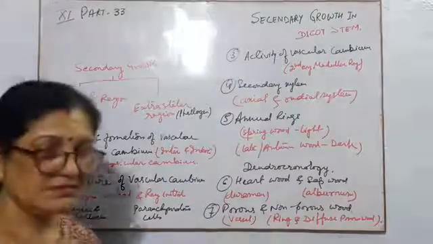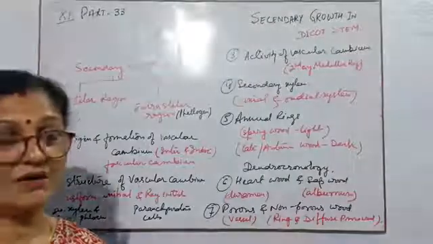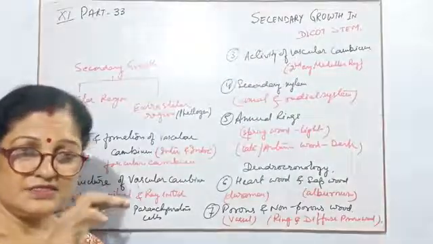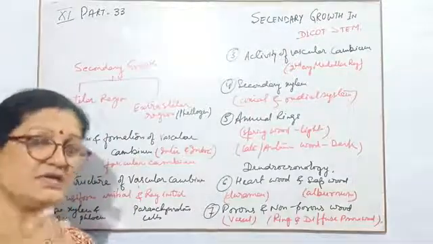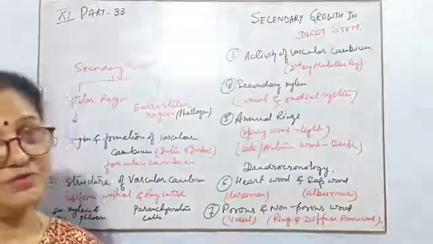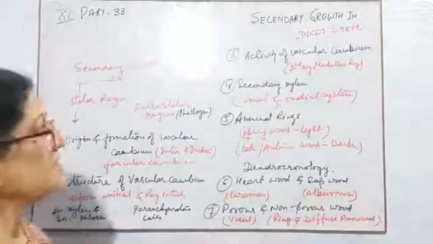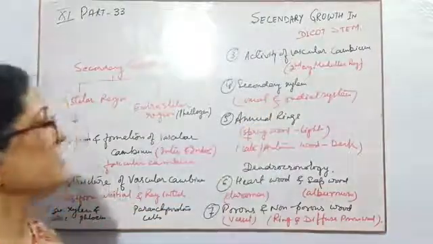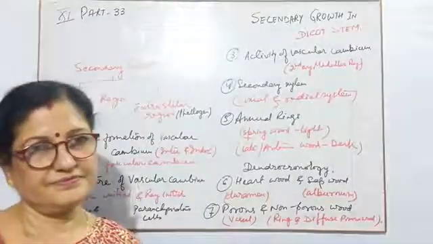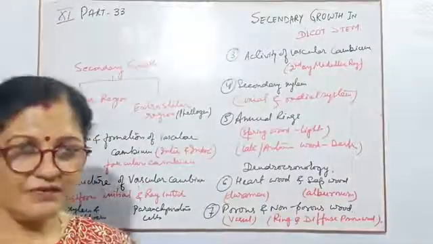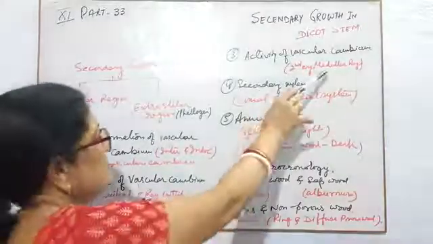This activity means now they become active to produce more number of cells. Earlier it was only one row of cells, now they will make more and more layers of the cambium cells, and it is called secondary medullary ray. When they form more number of cambium cells, it is known as secondary medullary ray.